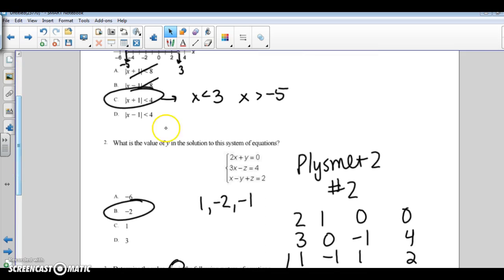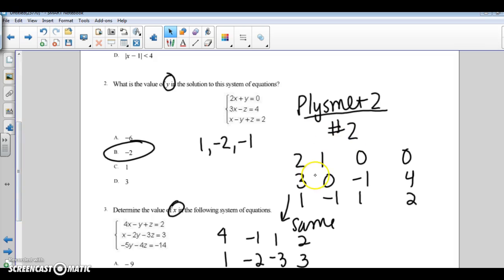Number 2 wants you to find the value of y for the solution of systems of equations. This is a PolySmlt problem, but it's number 2, not number 1. You would type into PolySmlt number 2, 3 equations and 3 unknowns. And then you would type in 2, 1, 0, 0, 3, 0, -1, 4, because we're missing different letters in each, and then 1, -1, 1, and 2, and hit solve. You want y, so you want the second answer, which is -2.